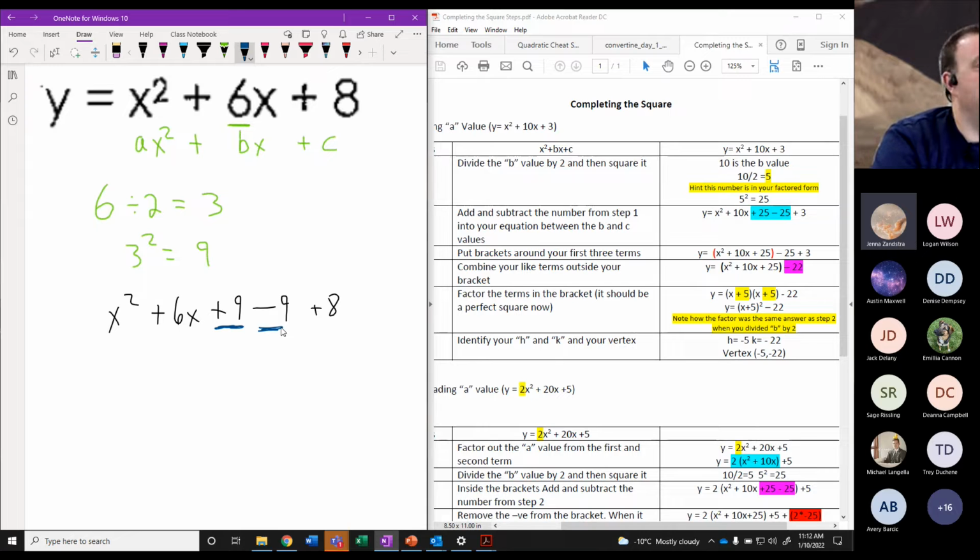Put an S in chat if you want me to stop and answer a little question here. Okay. So then I'm going to put brackets around my first 3 terms.